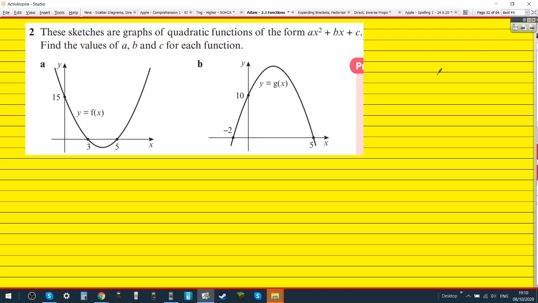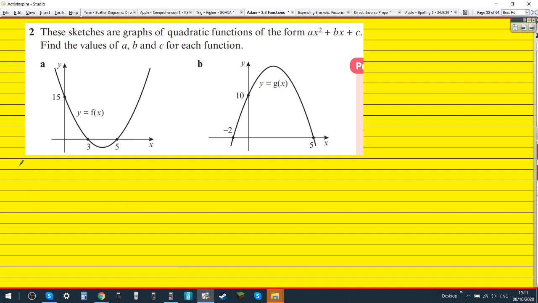Oh wow, so we have to work in reverse. Use the graph to get the equation of the curve. Okay. -2, 10. All right. So no, the y is 10. So it'd be plus 10 at the end of the equation. Let's start with question A. So we know the y is 15.